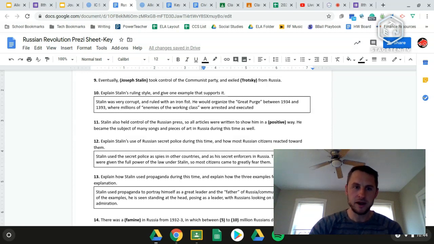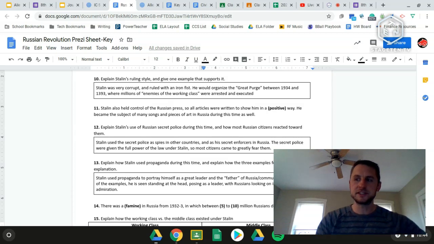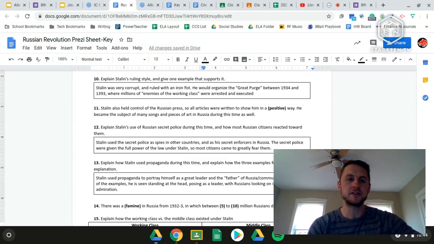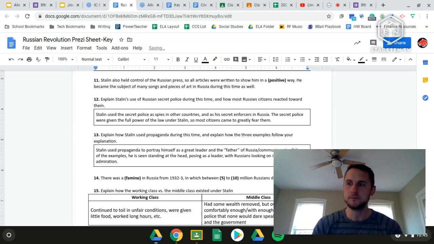So now we're here on number 10. Stalin was a very corrupt ruler. He ruled with what could be described as an iron fist. One example that supports this is he organized the Great Purge between 1934 and 1939. That should be, here I can fix, look at that, not 1393, 1939. Where millions of quote-unquote enemies of the working class were executed or arrested and thrown in jail. Obviously, we talked about Stalin when we talked about World War II. Not a good leader, no matter how you look at it. So this should be nothing new for all of you.